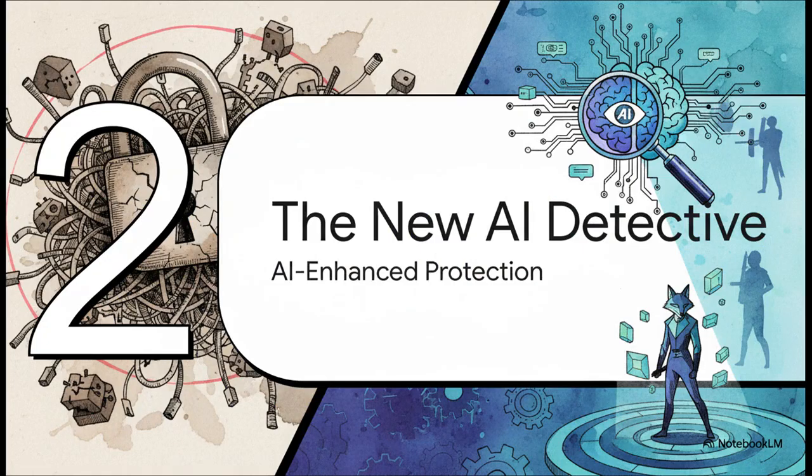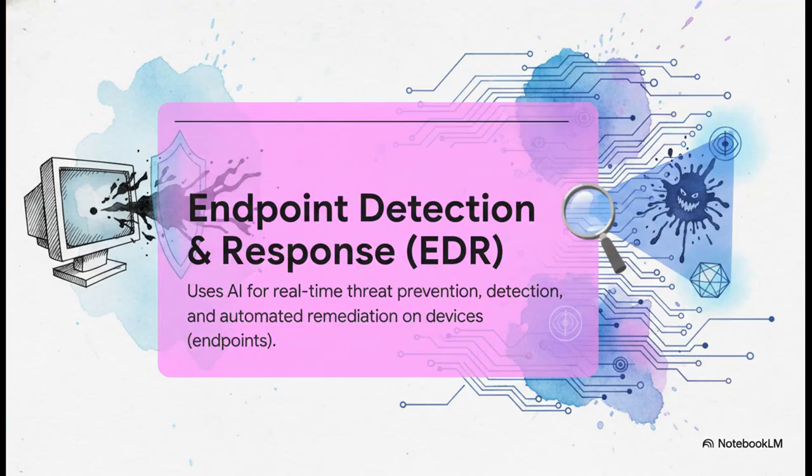So, what's the answer? Well, we're basically firing the old security guard and bringing in a super smart AI detective. This new type of software is called Endpoint Detection and Response, or EDR for short. And its secret weapon is artificial intelligence. An EDR isn't just a slightly better antivirus. No, it's a completely different animal. Instead of just checking files against a list, it acts like a detective that is constantly watching everything happening on your device, your endpoint, to spot any suspicious behavior and shut it down instantly.